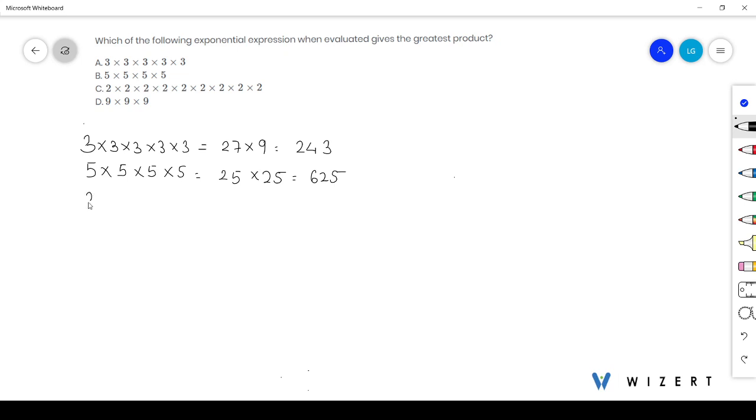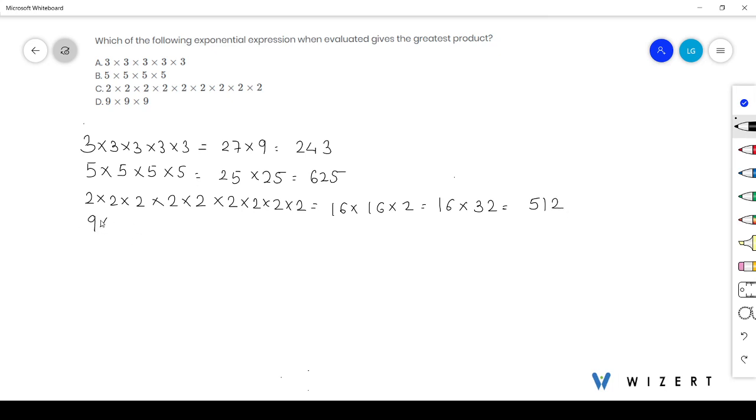Option C is given as 2 multiplied 9 times. We can group this into 4s. So 2 four times is 16, again 2 four times is 16, and this remaining 2. So 16 into 16 is 256, and 256 into 2 is 512. After multiplying, we get 512.